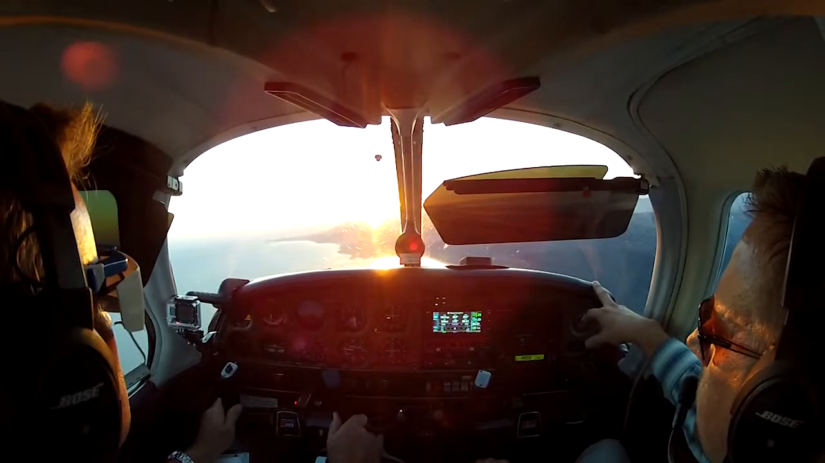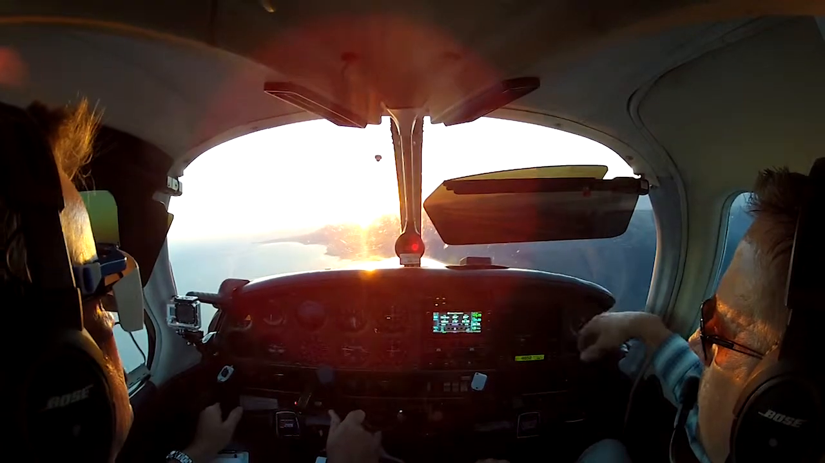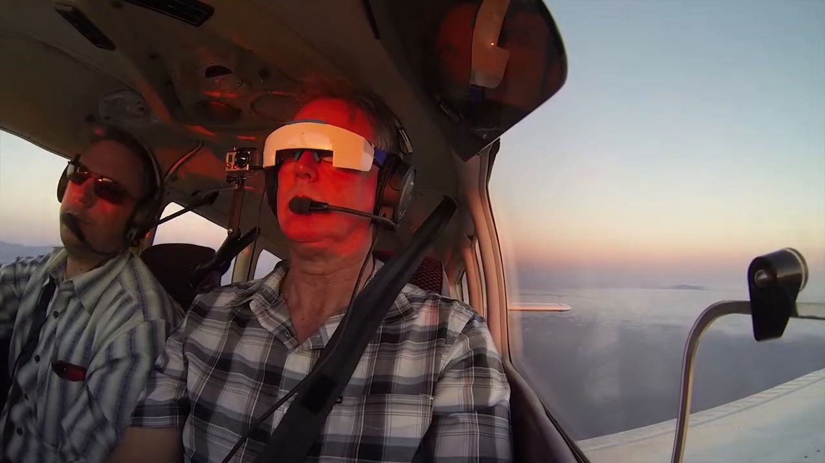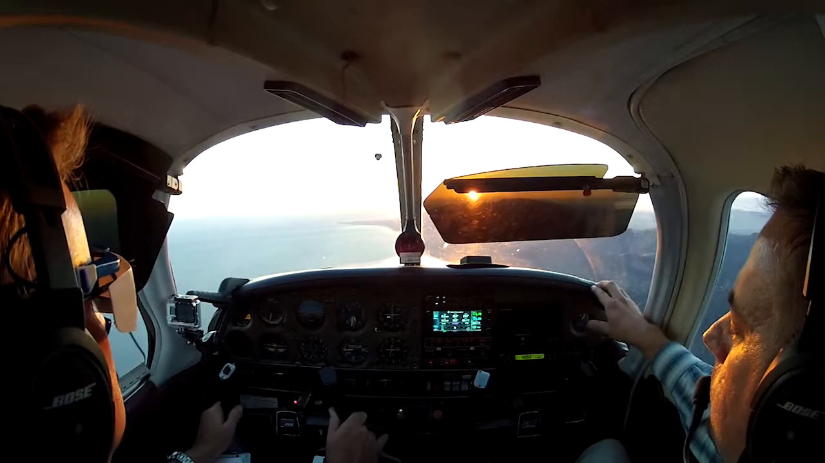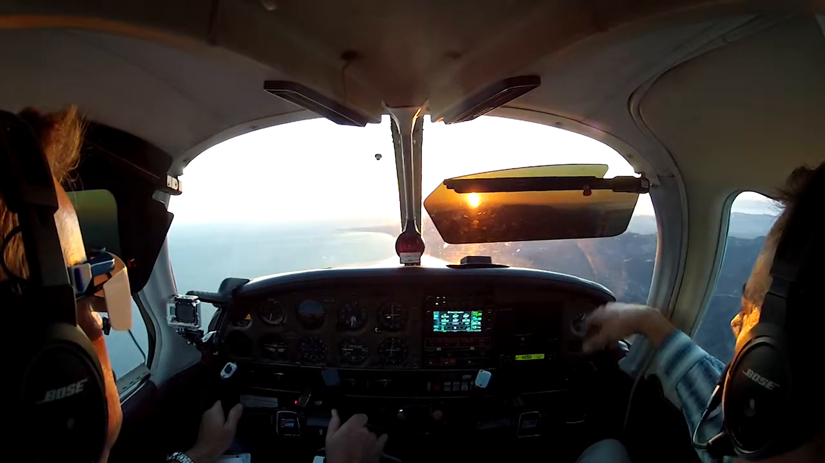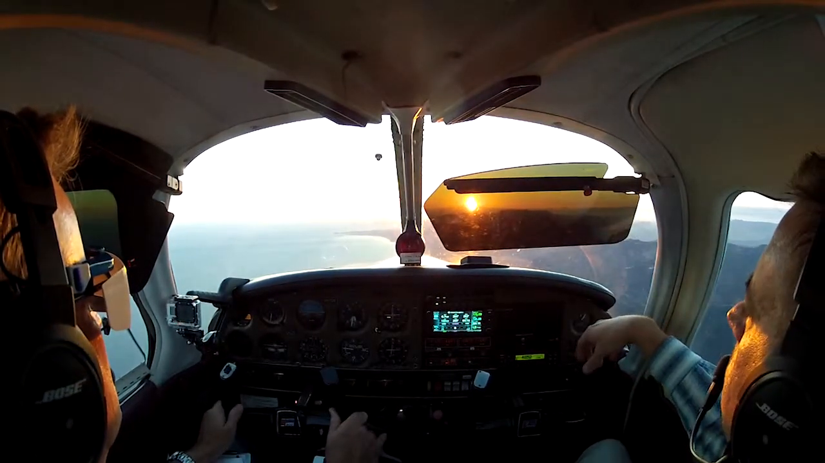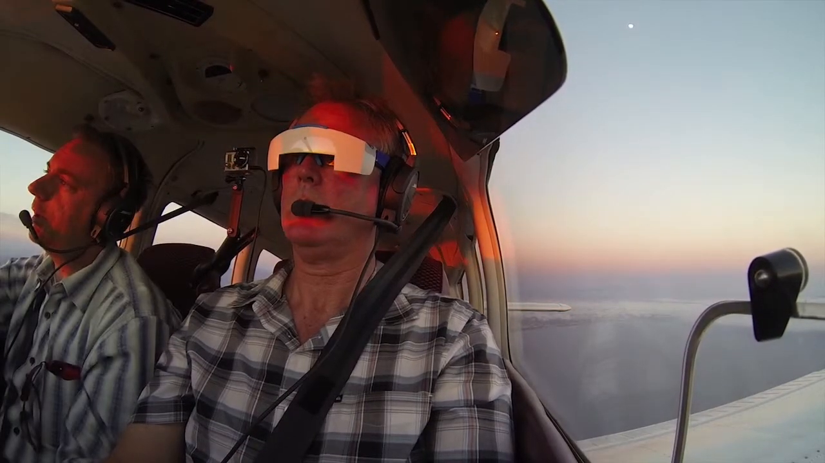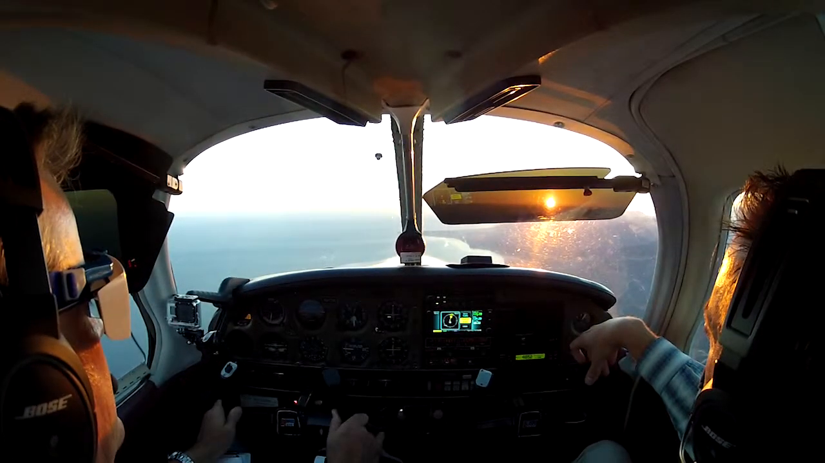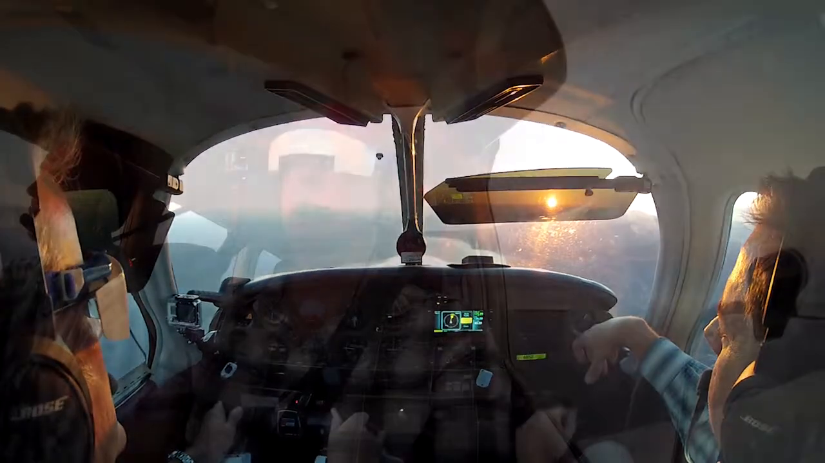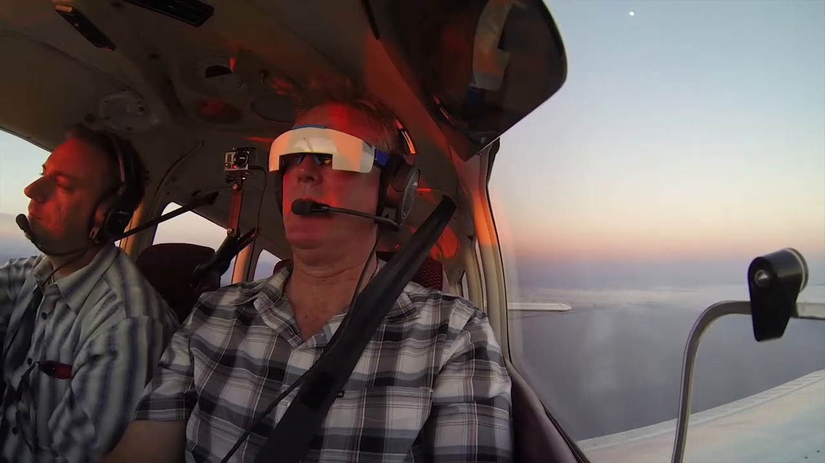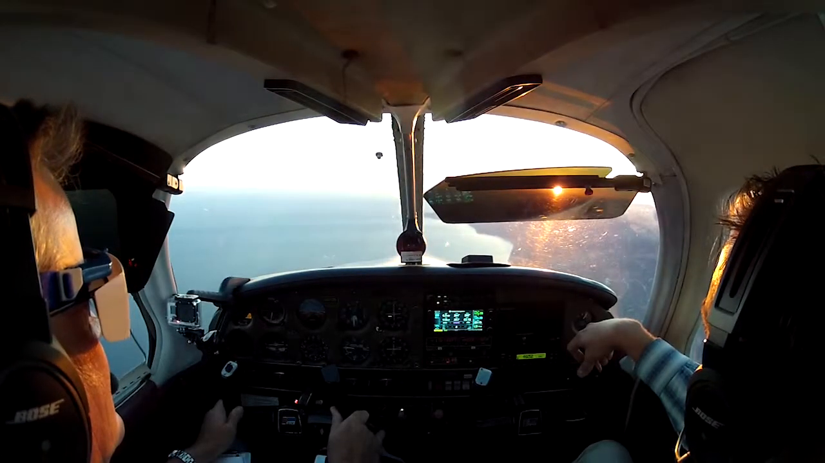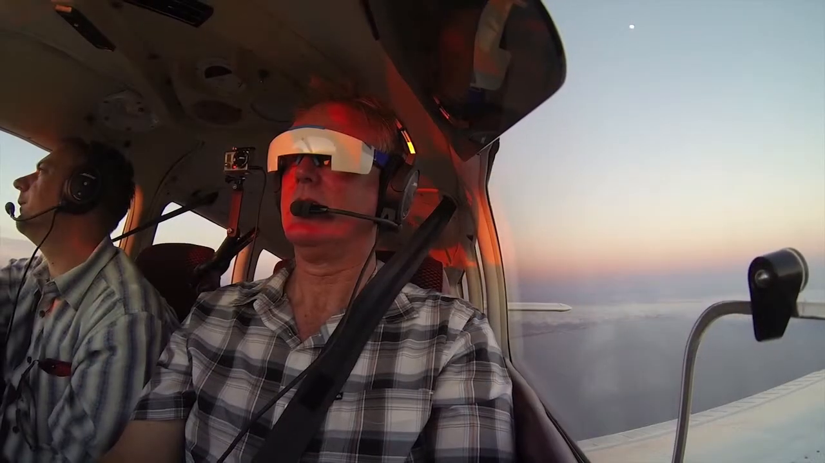Approach, Cherokee 172 November, level 4500. 172 November, SoCal approach, roger, Los Angeles altimeter is 29.88. 2988, 72 November. Cherokee 72 November, traffic 12 o'clock, 5 miles opposite direction, Beechcraft 5000. Looking for traffic, 72 November. Whatever you do, don't climb. Yeah, you see him? Yeah, I got him. That's why I kept moving it down and lower, because he was right above us. Cherokee 72 November is King Air in sight. Roger, thank you.